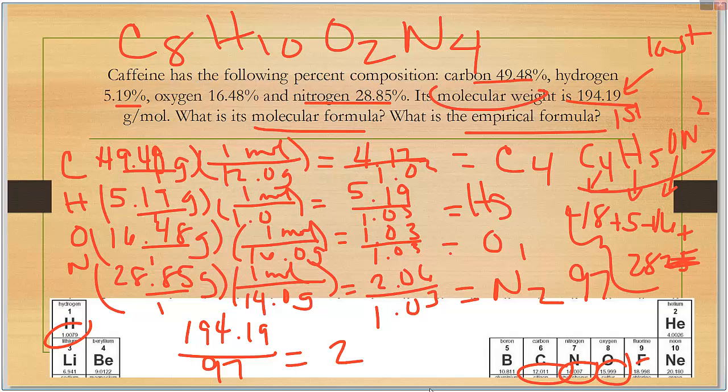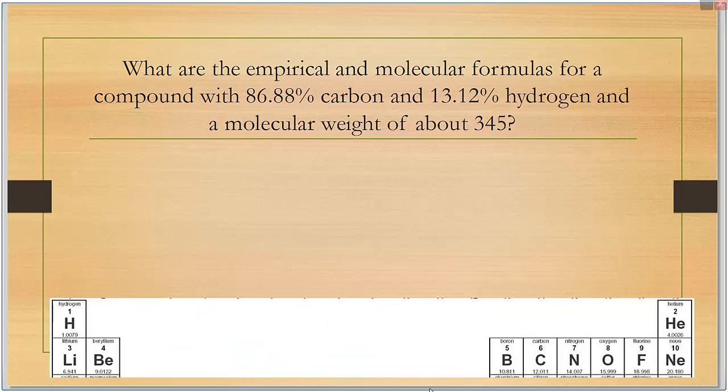Let's try another one. This is very similar, but there's fewer elements here. Okay, so what are the empirical and molecular formulas for a compound that's 86.88% carbon and 13.12% hydrogen? It has a molecular weight of 345. Remember, the molecular weight is left to the very, very end.